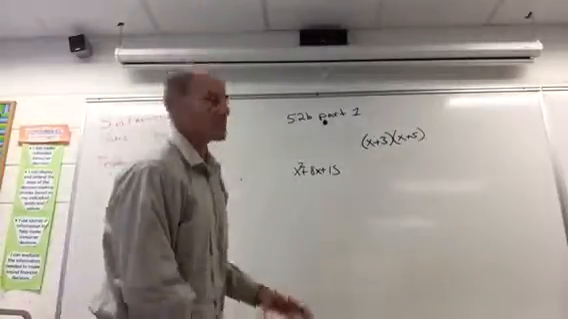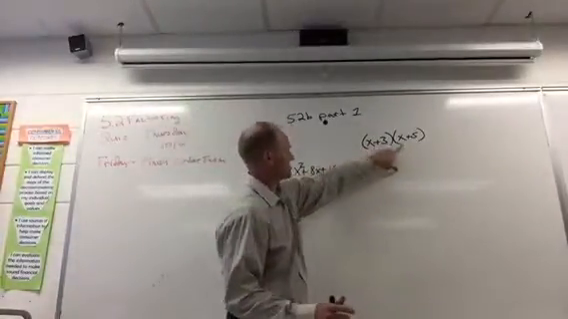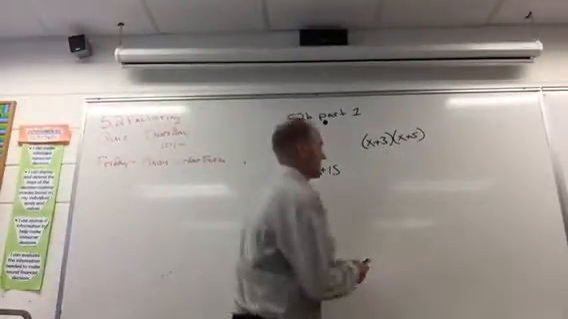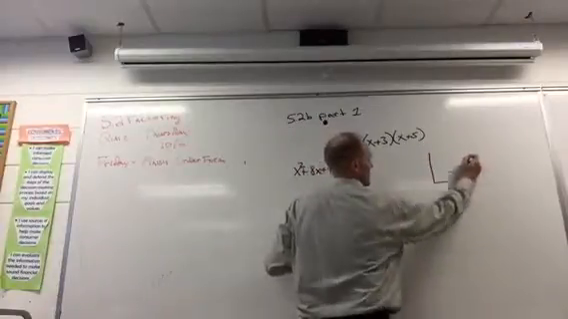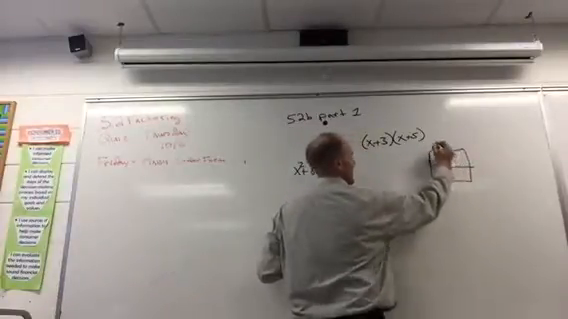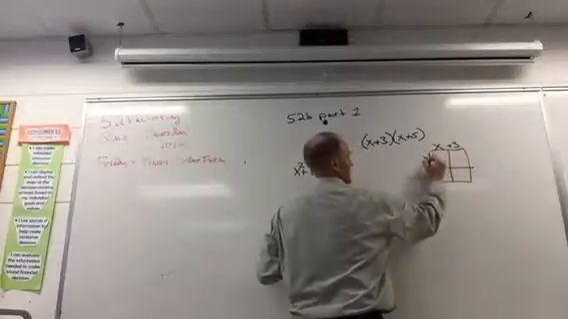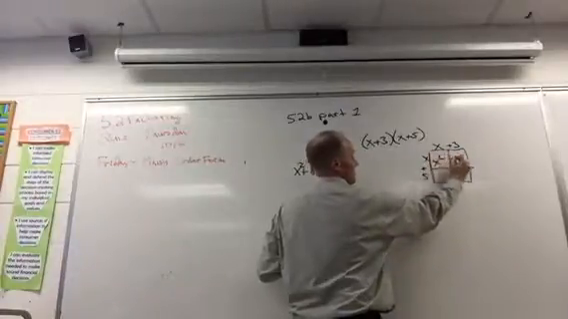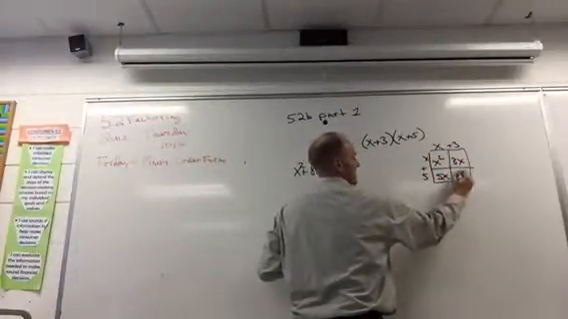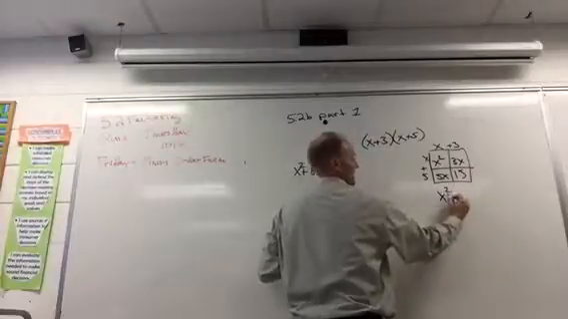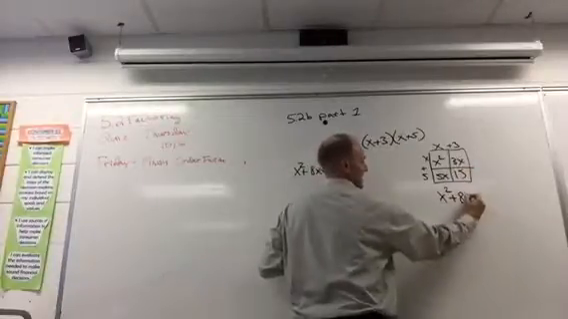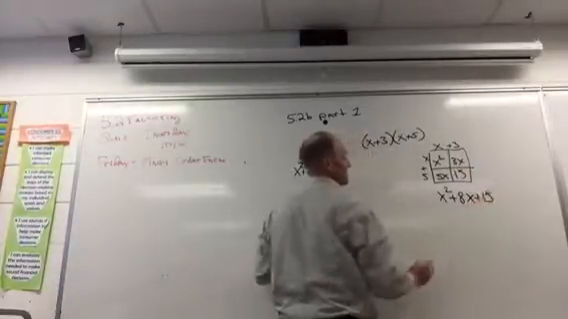So let's go to something you've done before. X plus 3 times x plus 5. Okay, we understand that we can make a box and we can multiply this. And when you do that, you end up getting x squared plus, add these together, 8x plus 15.